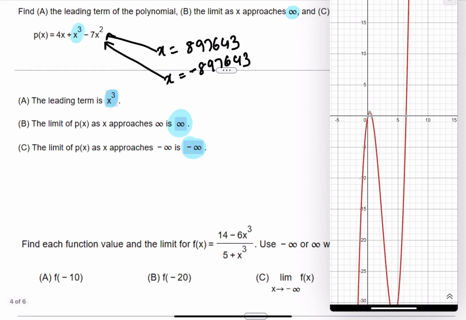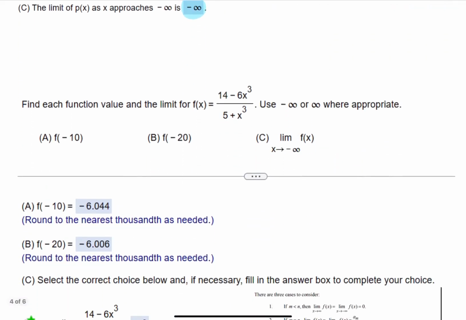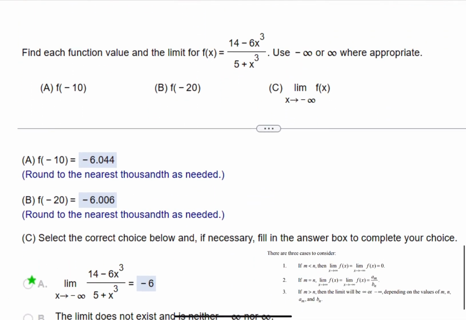But I would like to look at the graph, and as you can see, here is my graph. When x is approaching positive infinity, my y values are also approaching positive infinity. When x is approaching negative infinity, my y values are approaching negative infinity. Now let me close this one. Now let's go ahead at the next one here.